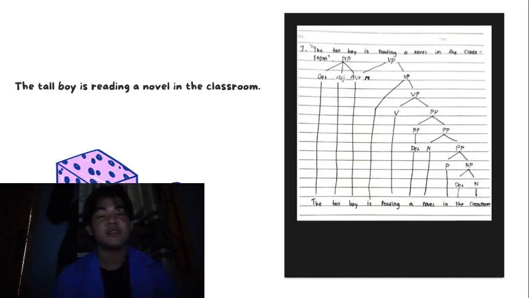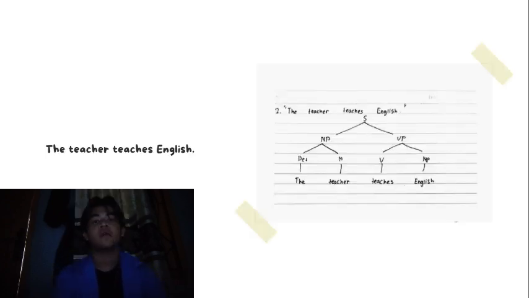In this sentence, the tall boy is the noun phrase that acts as a subject. The verb phrase is reading, and the object is another noun phrase, a novel. The sentence also has a prepositional phrase, in the classroom, which tells us the location. In this sentence, the teacher is the subject noun phrase. The verb is teaches and the object is the noun English. The structure is simple subject verb object.